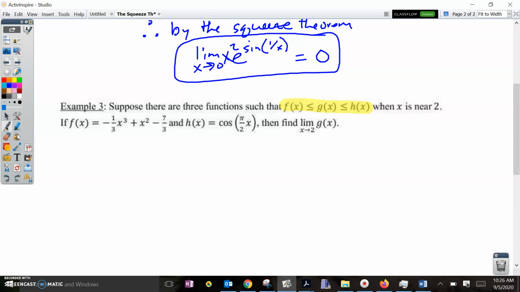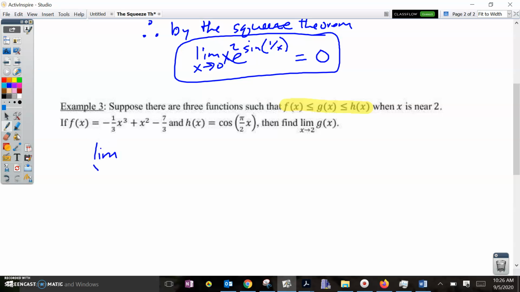And so if we take the limit as x approaches 2 of f of x, and the limit as x approaches 2 of h of x, and they're both the same, that means that since g of x is sandwiched in between them, the limit as x approaches 2 of g of x will also be that value. So we'll go ahead and evaluate these limits.